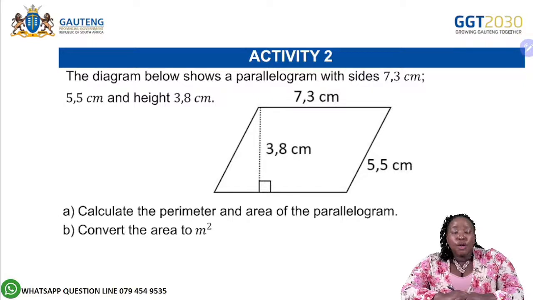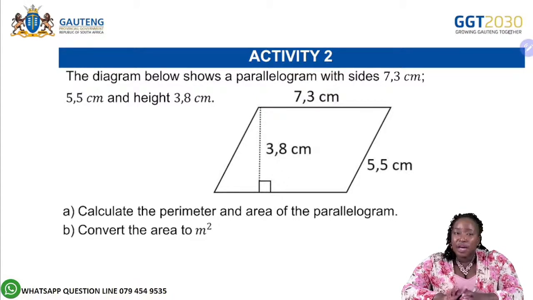All right, so we have this activity to test our understanding of how we came about the formula of the area of a parallelogram. It says the diagram below shows a parallelogram with sides 7,3 centimeters, 5,5 centimeters, and a height of 3,8 centimeters. You have to calculate the perimeter and the area of the parallelogram and then convert the area to meters squared. I'm going to give you 4 minutes to start this activity. Once you are done, we are going to discuss them, and whichever question you are not done with, it's okay, we'll work on it together. So you have 4 minutes.